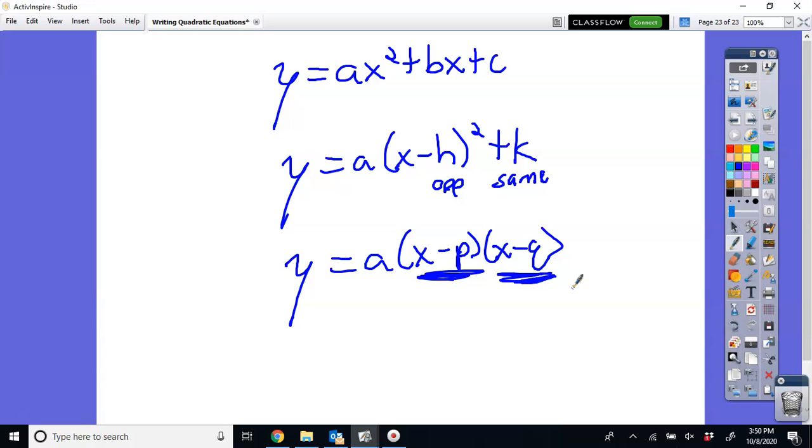The next video, we're going to go through how we take these quadratics and graph them. And we're going to go through all 3 forms of these with graphing quadratic equations on the next video.